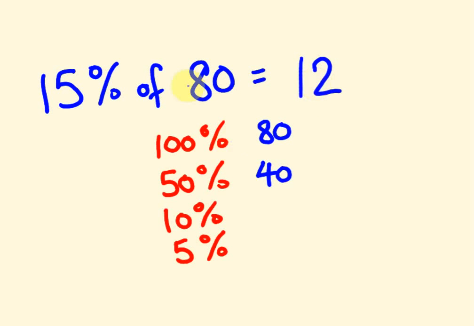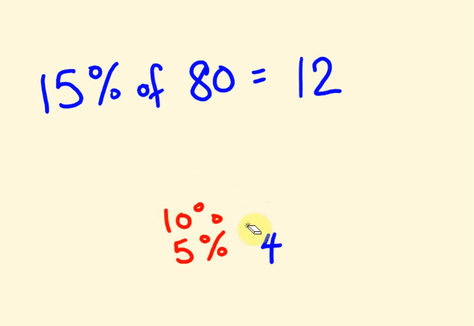Hopefully you get that idea? Okay, so 10%, we just divide this number by 10. So 10% of 80 is 8. 5% of a number is just half of 10%. So 5% here would be 4. Okay. Now, we're just going to use this idea in this video today. So remember those, these are what you need to know for working out these numbers, okay?